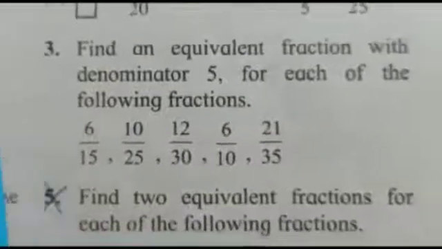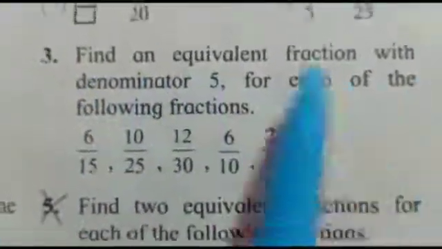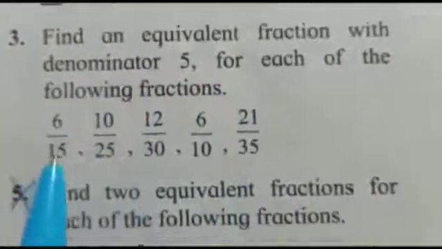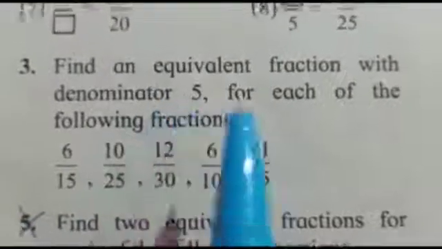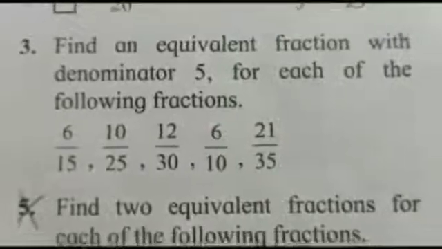Now, students, look at the third one. What they have told: find an equivalent fraction with denominator 5 for each of the following fractions. They have given you fractions, students, and you have to make their denominator 5. Now, how to make their denominator 5? Let us study that.